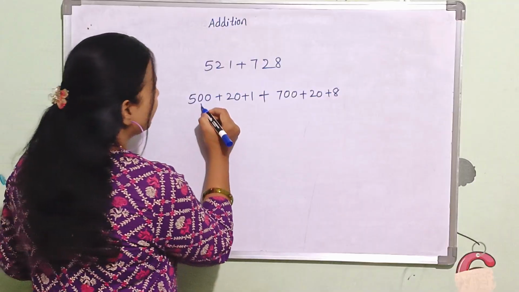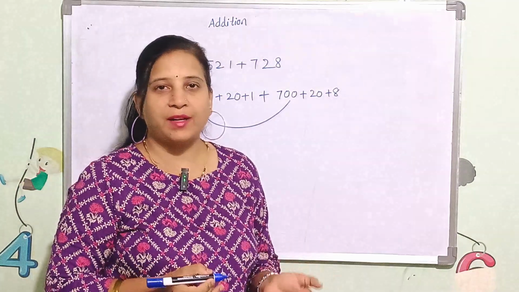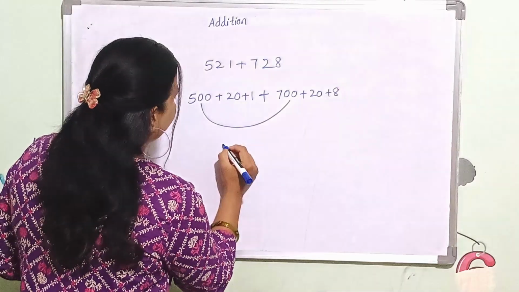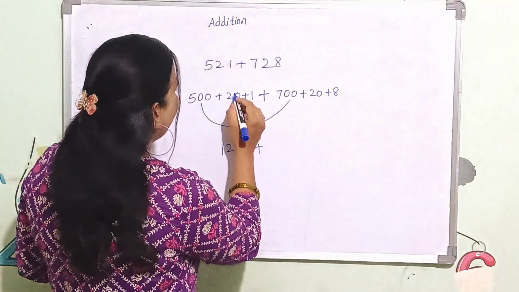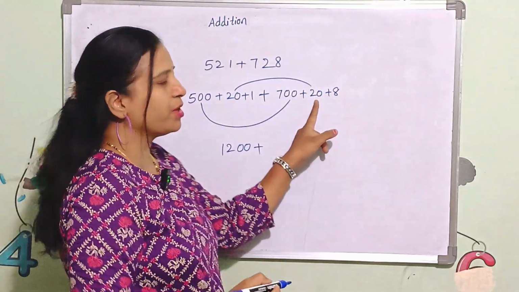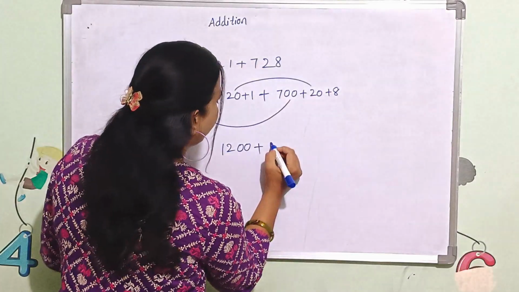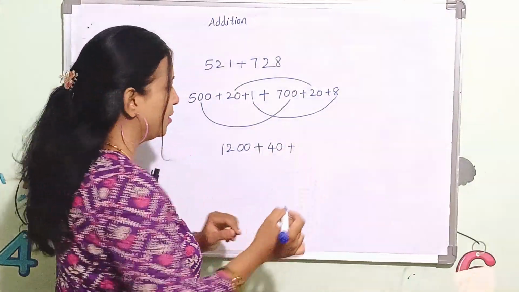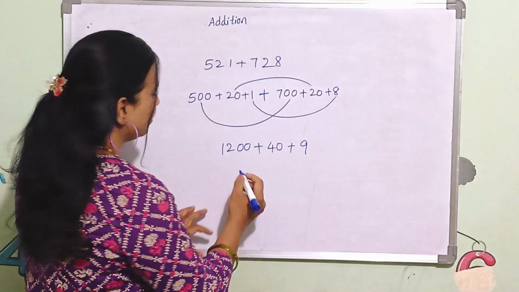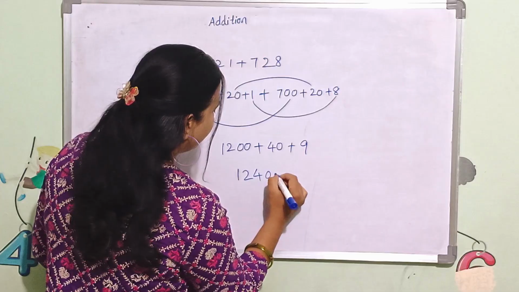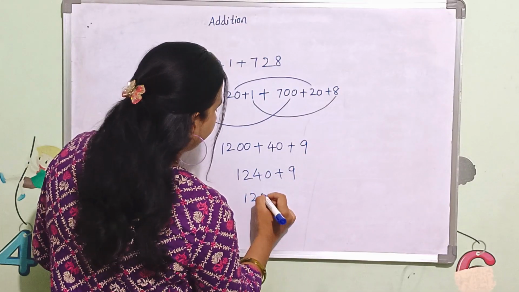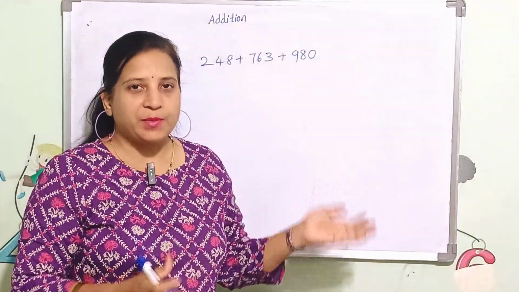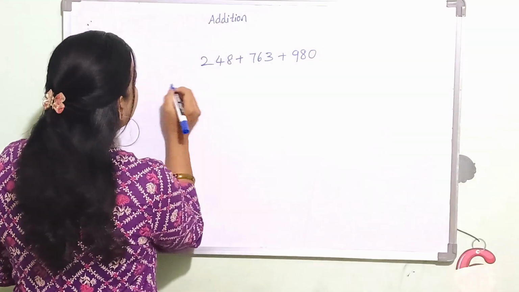अभी 500 प्लस 700 हमको आसानी से हम ऐड कर सकते हैं. 500 plus 700 is equal to 1200 और ये 20 प्लस 20, 40, तो इन दोनों को आपको ऐड करना है, 40 हो जाएगा. और 1 plus 8 is equal to 9. सो फिर इसको ऐड करेंगे हम, ये हो गया 1240 प्लस 9, 1249. सो ये हो गया इसका. सो इस नंबर को हम अभी एक्सपांड करेंगे.